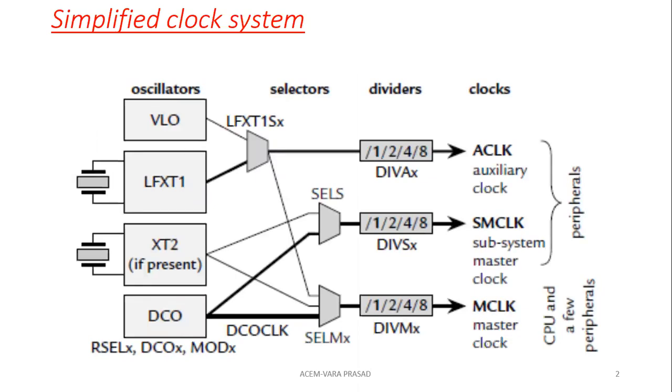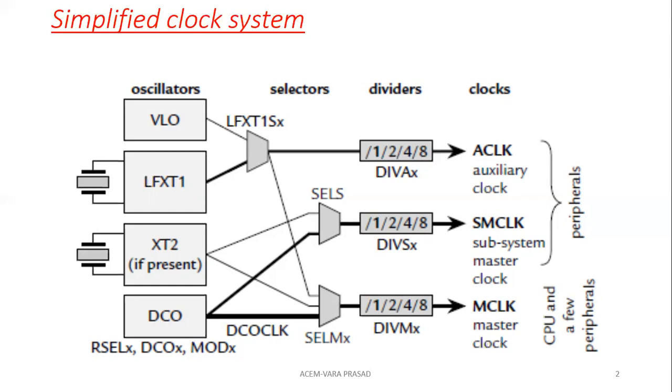The clocks we have are mainly three: ACLK, SMCLK, and MCLK. ACLK means auxiliary clock, SMCLK means subsystem master clock, and MCLK means master clock. These clocks are generated by using different oscillators. So what are the oscillators here? VLO oscillator, LFXT1 oscillator, XT2 oscillator, DCO oscillator. We'll study them one by one.